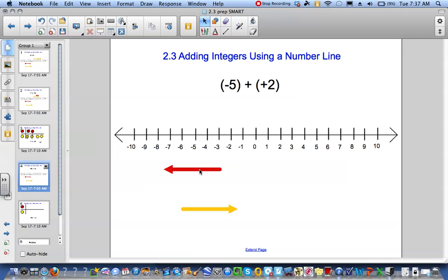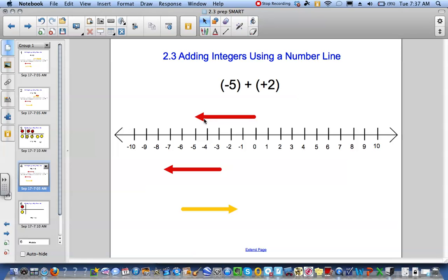The first integer is negative 5, so we need to model negative 5 on the number line. So we grab our arrow. Again, we start at 0 because technically the first number we have is negative 5, and before we even use the negative 5, we're starting at 0. So we start at 0, we model negative 5. This one is almost perfect. There we go. So this arrow shows 1, 2, 3, 4, 5, negative 5. It's a red arrow going backwards.